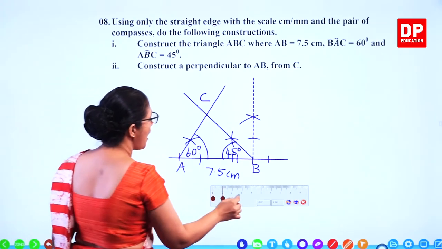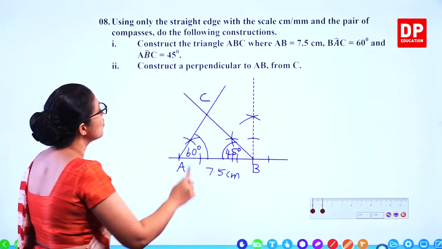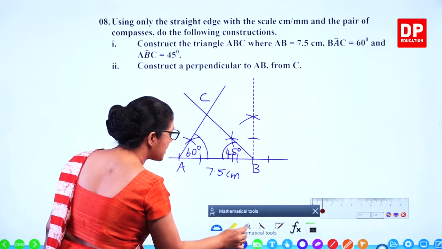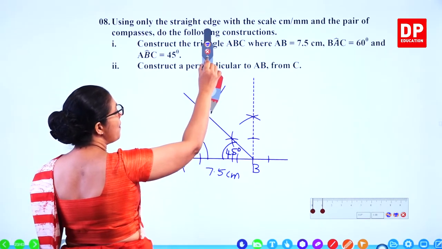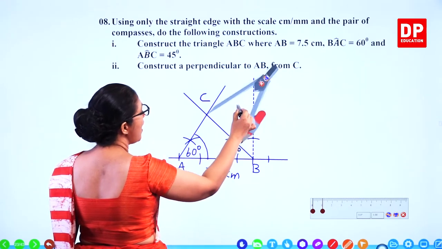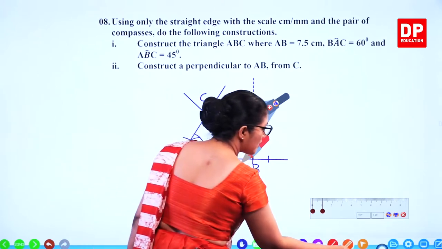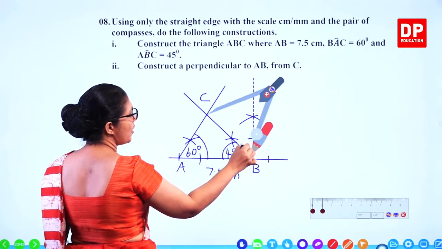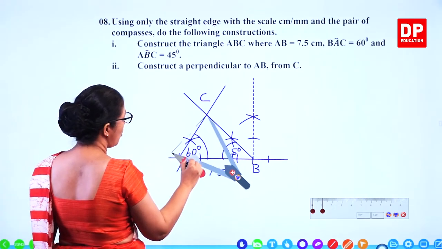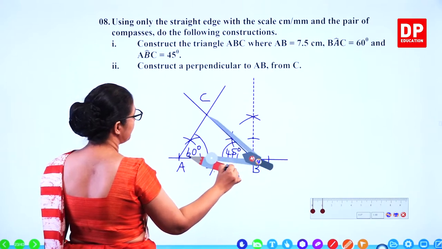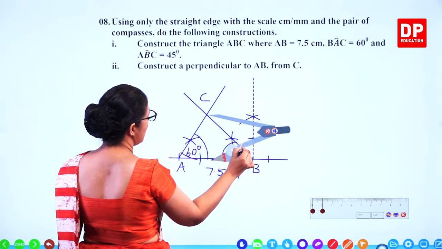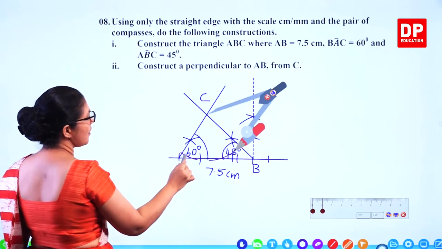Then construct a perpendicular to AB from C. So you have to draw a perpendicular from C. So take the compass. How you draw a perpendicular from a point? You take the C point and take any distance and you find out where it cuts the AB line. So we'll take a different color. So one point is here, one point is there, so I can't take it. So I'll take a smaller distance. Okay, so one point is here and one point is here. So these are the intersecting points.